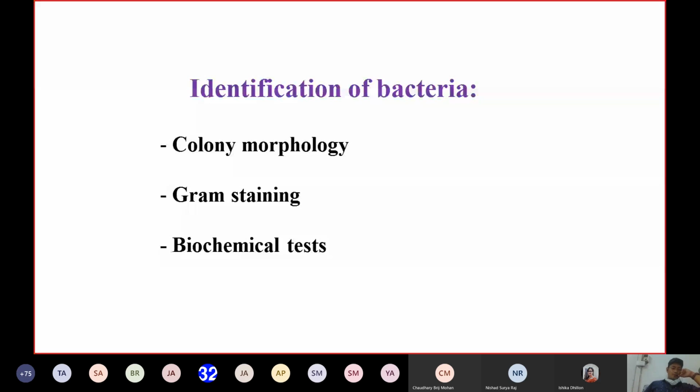Any queries till now? Otherwise, we'll progress to another heading. We'll go to colony morphology. Okay, I guess no queries.